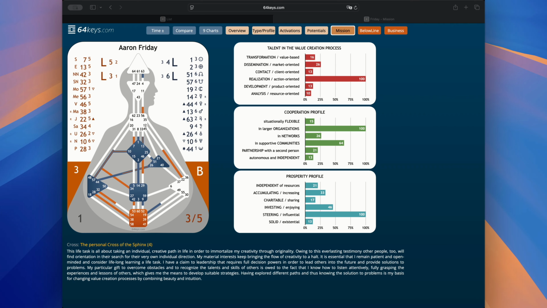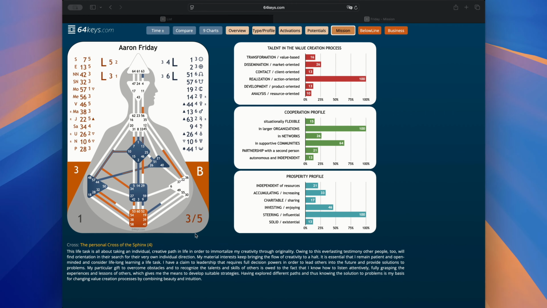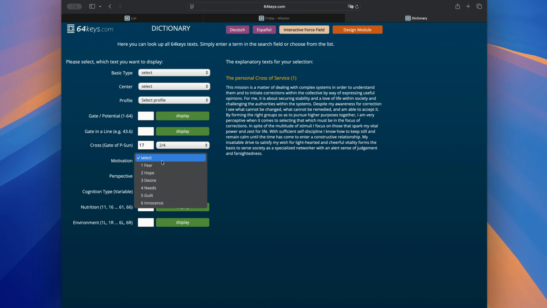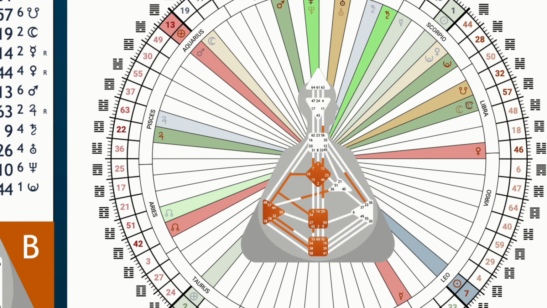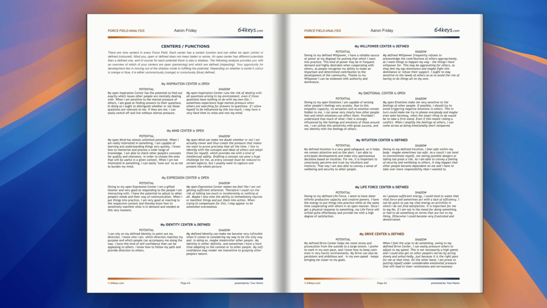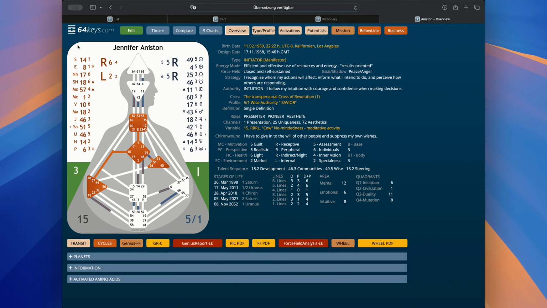So I will show you the mission section in 64 Keys, which shows you information about the authentic professional unfolding of a person, the dictionary function, the wheel, the various printouts you can generate in 64 Keys, and the VIP or celebrity search functions and why this is such a cool feature. So let's start right away with the mission section.